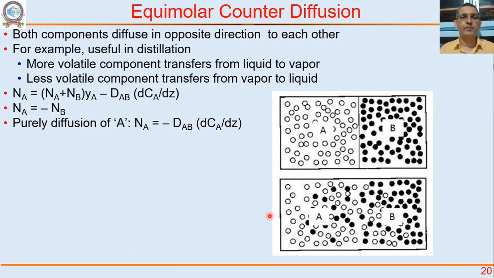Here's the next problem. Sometimes you have equimolar counter diffusion, meaning the flux of A because of diffusion of A, and the flux of B because of diffusion of B are exactly opposite. This happens when you start talking about distillation. The more volatile component transfers from liquid to vapor, the less volatile component transfers from vapor to liquid. This is across the two phases as well, right? So then NA is equal to NB. Then the flux of A is just as if it's a normal Fick's law. You will study this later on when you start doing distillation, equimolar counter diffusion.